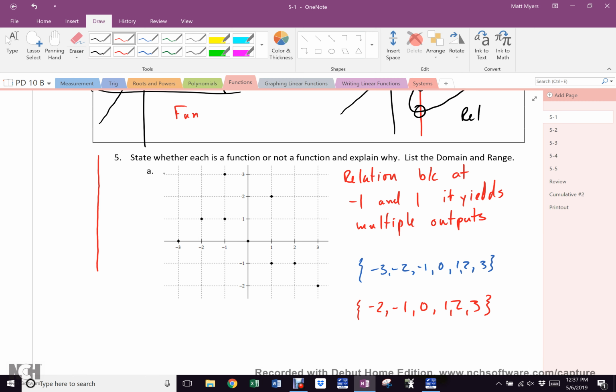How many points on the graph? 1, 2, 3, 4, 5, 6, 7, 8, 9 points on the graph. But only 6 domain values and 6 range values because there's repeating. Everybody cool? Once I split up to domain and range, I do not care anymore that they are ordered pairs. Is everybody good? Okay.